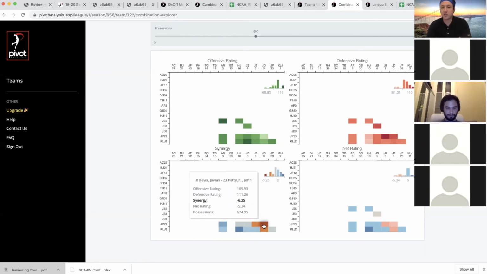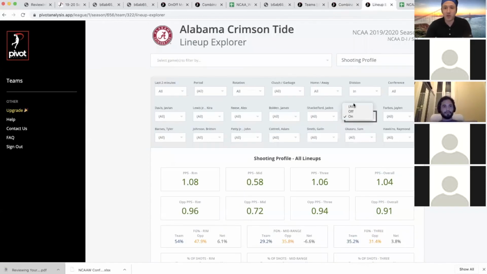But we can also use the same approach to analyzing negative synergy combinations. So why, when Javian Davis and John Petty play together, is the team a negative net rating, and the synergy is an even larger negative? So something is happening when these two players are on the floor. And just looking at the net rating is not sufficient. We probably want to dive in and understand a little bit more about what's actually happening on the floor.